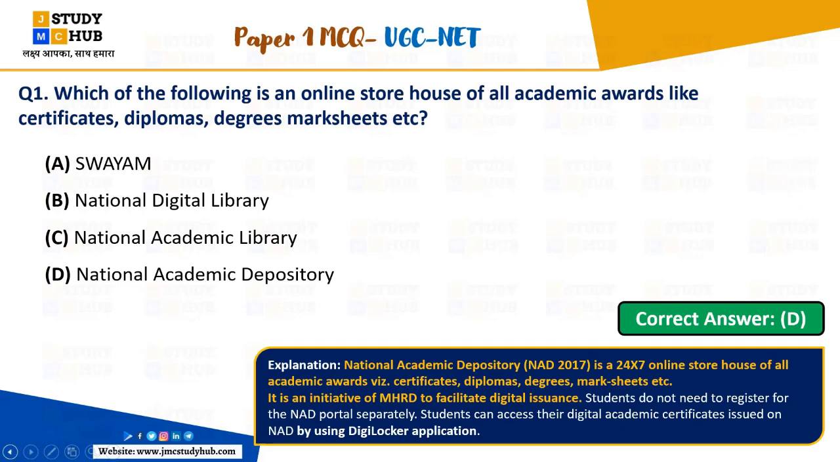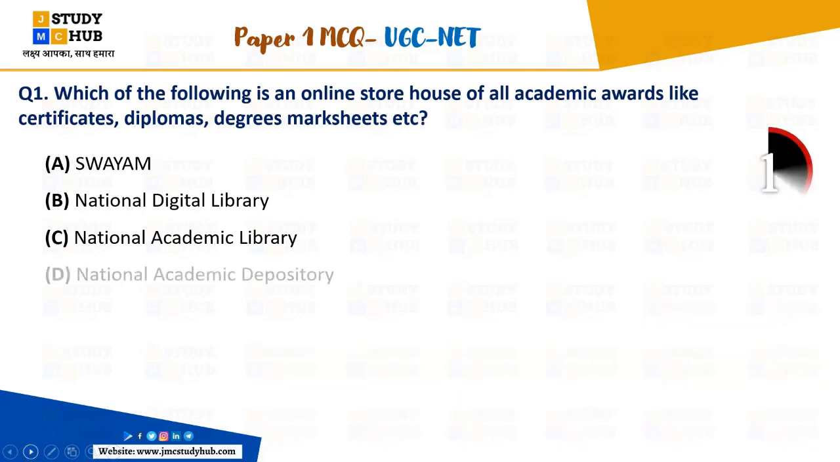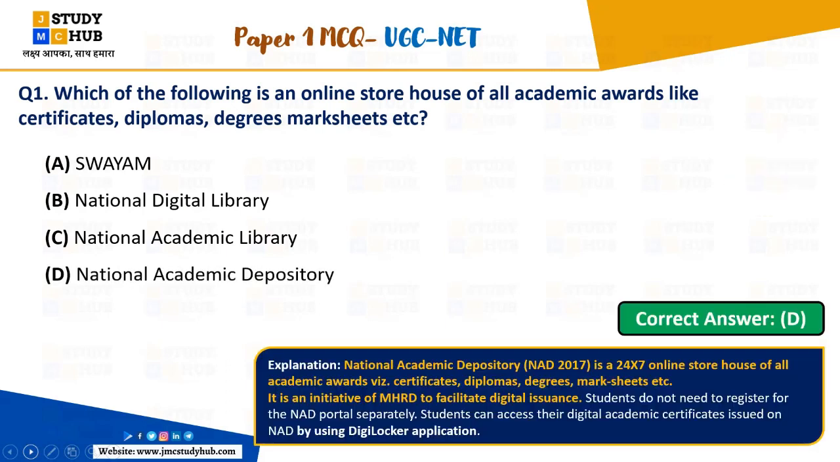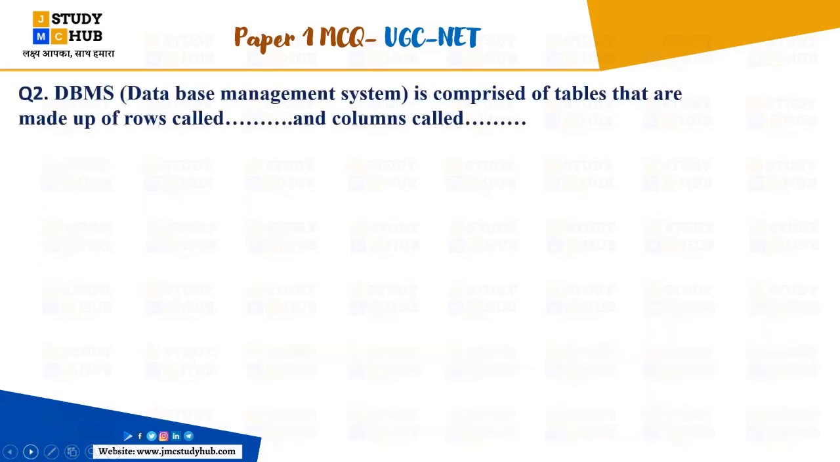Okay, next, we had to discuss this, and you know already about it. So we will move towards the next question without wasting time. Going to question number 2: the DBMS, that is database management system, is comprised of tables that are made up of rows called what and columns called what, right? We had also discussed in the classes what the right answer to this question is.